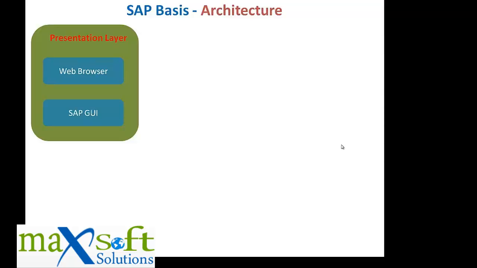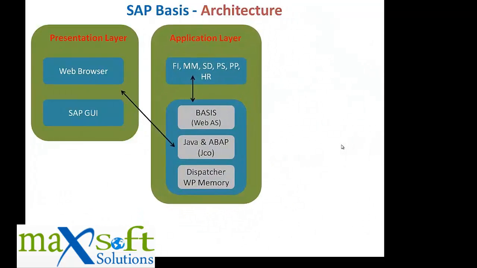So when I click on SAP GUI login, I will connect to the application server of the SAP system. The application server of the SAP system is run by two environments. One is Java and the other one is ABAP. And the Java connector, JCo, connects them.